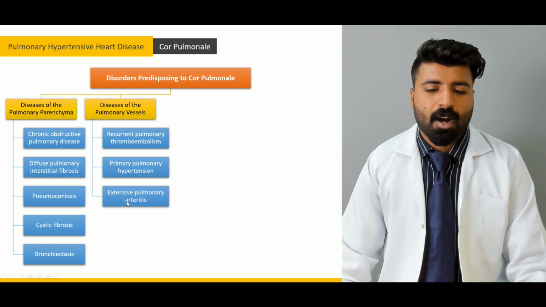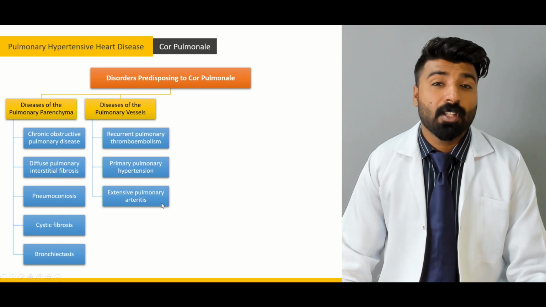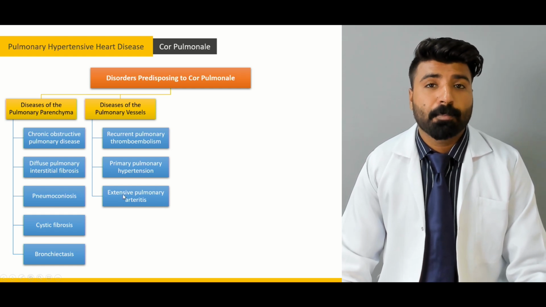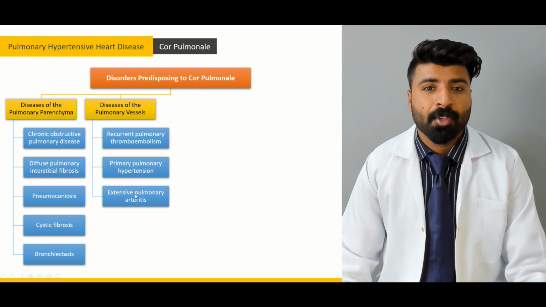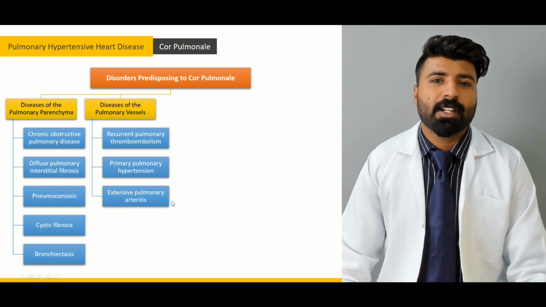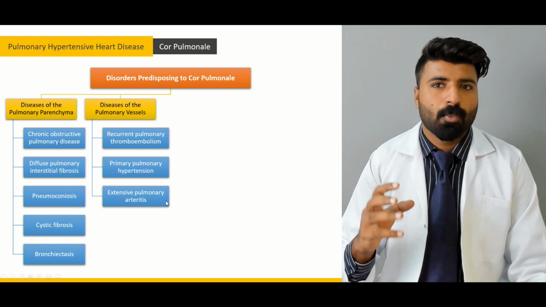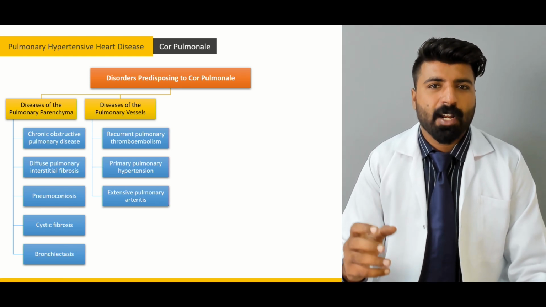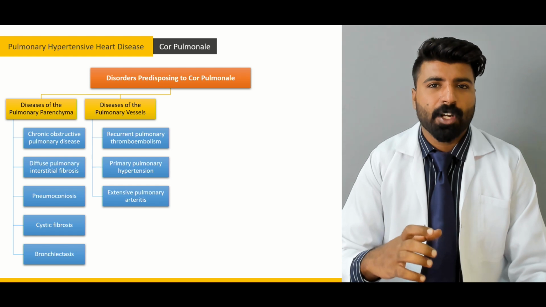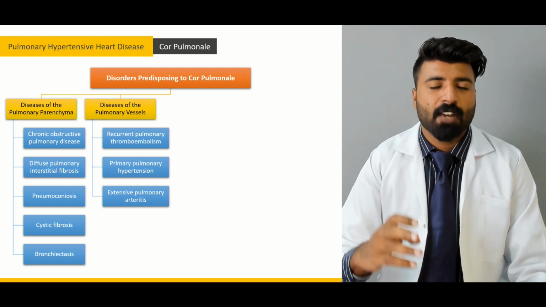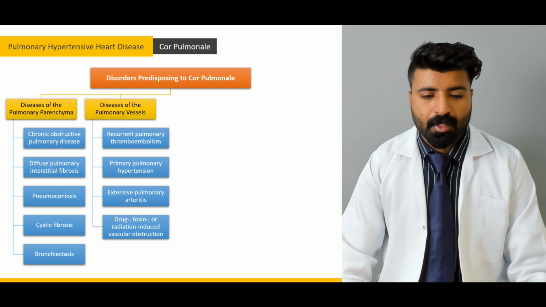Extensive pulmonary arteritis. If there's a problem with the pulmonary arteries and it develops arteritis, arteritis is inflammation. Extensive pulmonary arteritis will lead to more and more pressure required by the right ventricle to put the blood out into the pulmonary circulation. So that will lead to cor pulmonale.